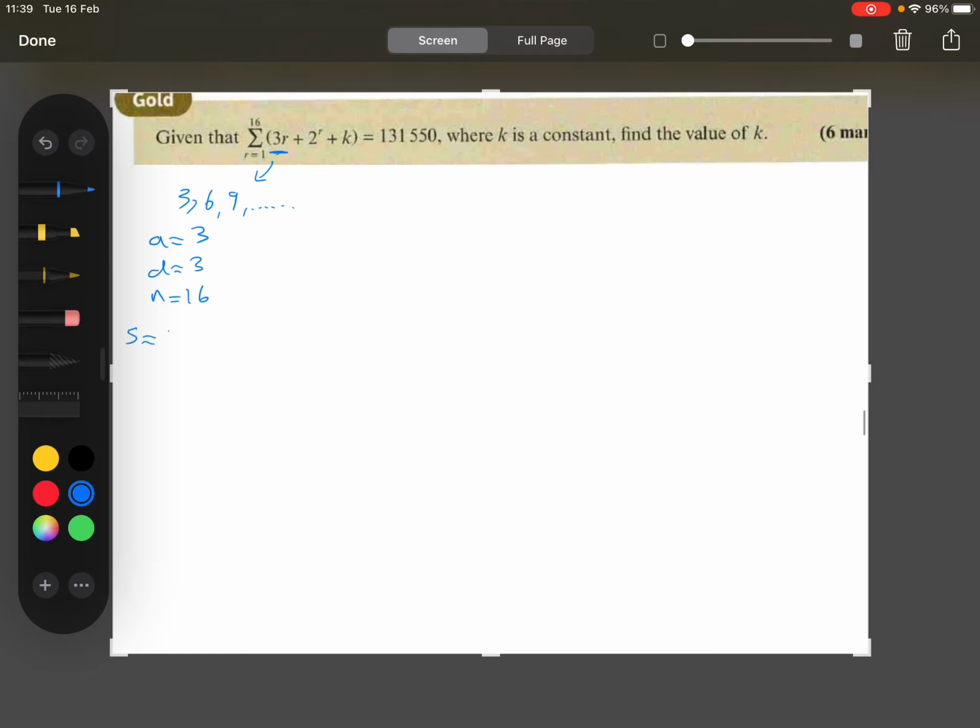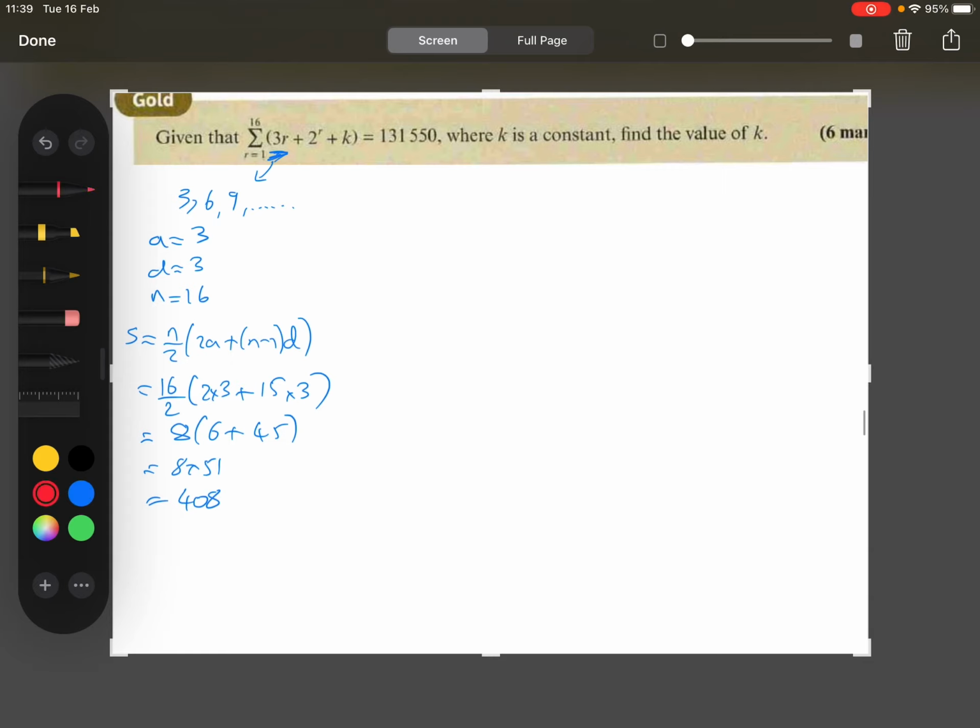The sum is n over 2 times (2a plus (n minus 1) times d). So substituting the numbers in here, I get 8 times 6 plus 45, so 8 times 51, which is 408. So that's the sum of the first 16 numbers just for the 3r part.